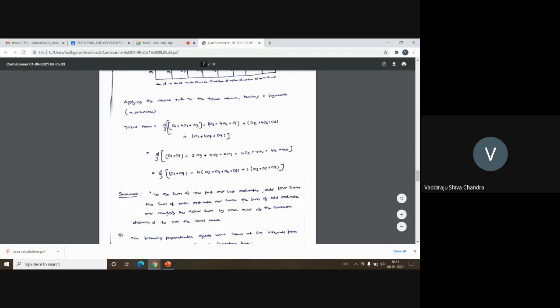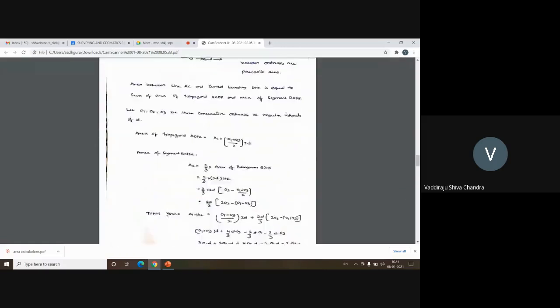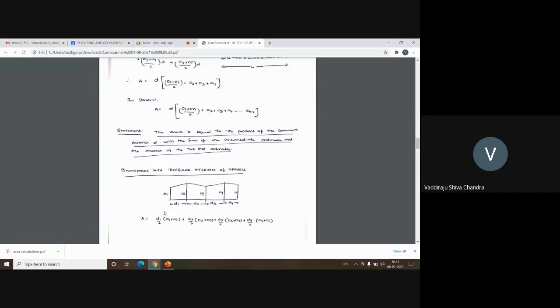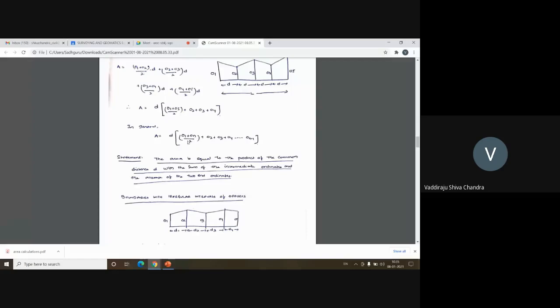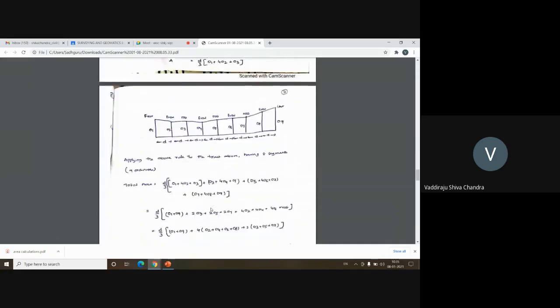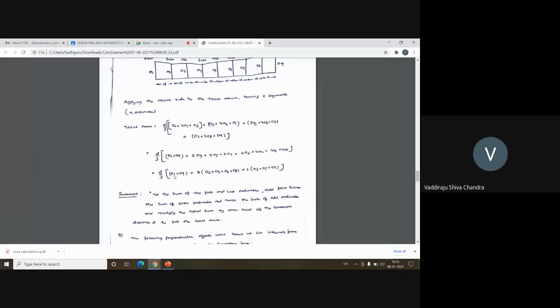So in the trapezoidal rule, what are you going to do? In the trapezoidal rule, area is equal to the average of first and last ordinates plus the simple sum of the medium ordinates in between. Okay, but in Simpson's rule, the area is equal to the sum of first and last ordinates plus 4 times the even ordinates plus 2 times the odd ordinates, multiplied by d by 3.